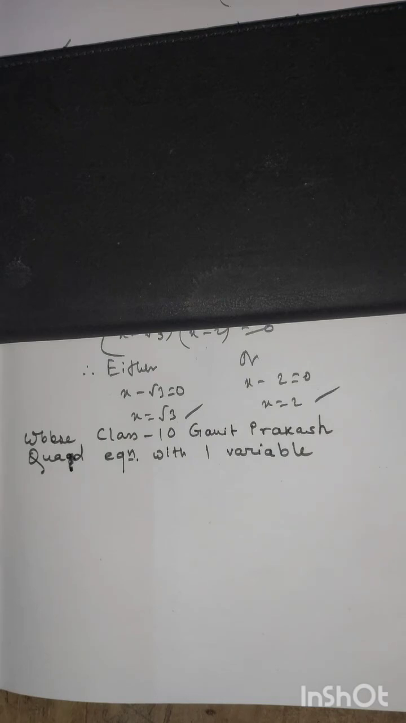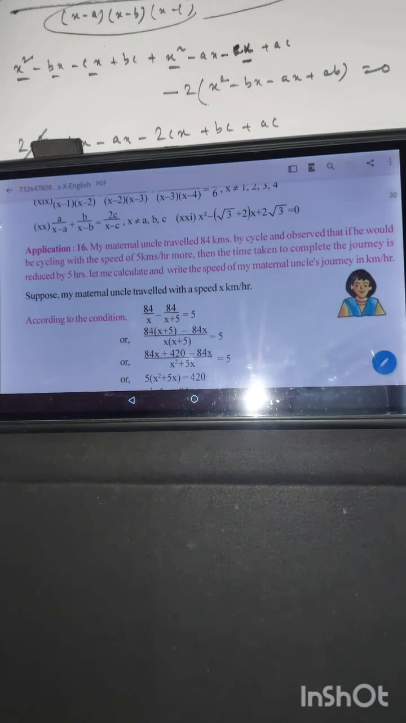Today we are going to start 1.3. Let us work out 1.3, but before that we are going to practice some questions from examples that are given before the chapter 1.3. Okay, let us see a question. So application 16, though it is solved in our book, but still let us try to understand this question and solve this question.